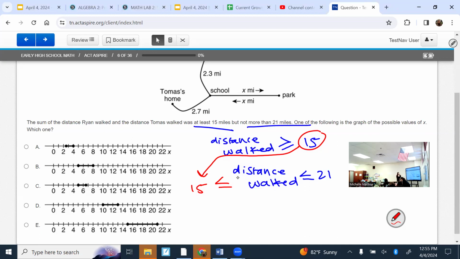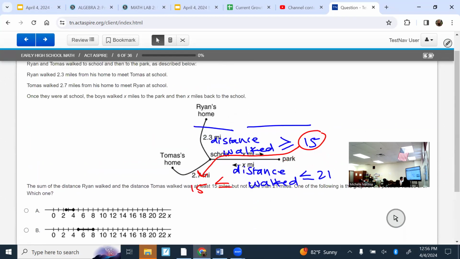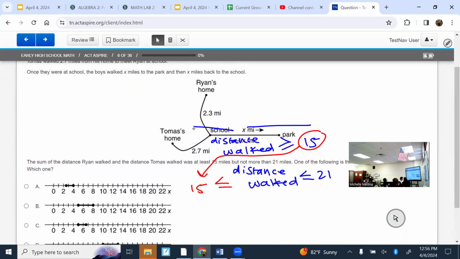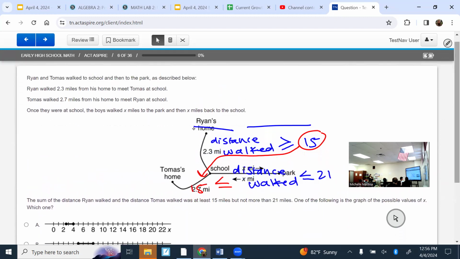But we have to write an expression now for the distance walked and solve the compound inequality. The answer will be one matching one of these, where it goes from like 2.5 to 4, 5 to 8, 5 to 6.5. So we have to do some algebra now. And this is supposed to be the sum of the distance Ryan and Tomas walked. So let's figure out how much Ryan walked. Sorry, I have to scroll up, but it looks ugly.